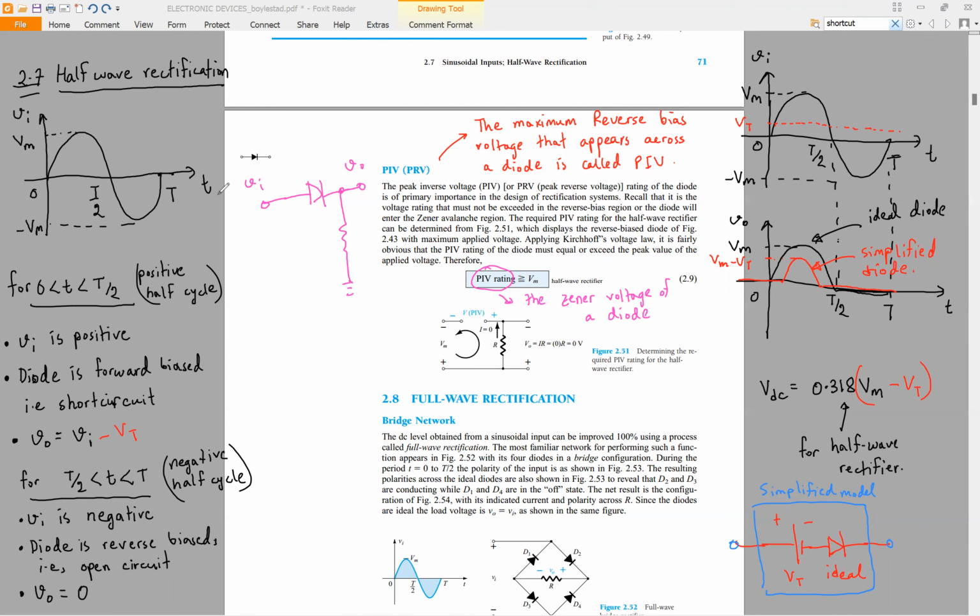In the next class we'll see full wave rectification. How can we design a circuit that will allow the positive voltage of the input, and will also allow the negative voltage of the input by rectifying the negative part also? That will be for next class.